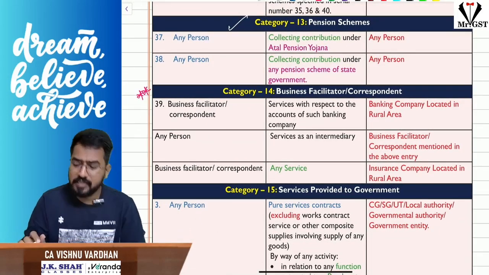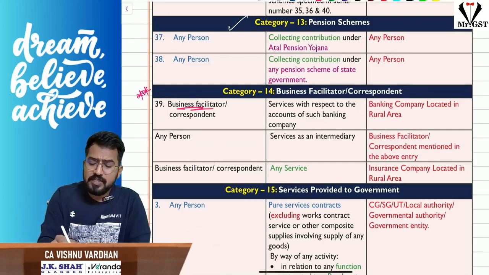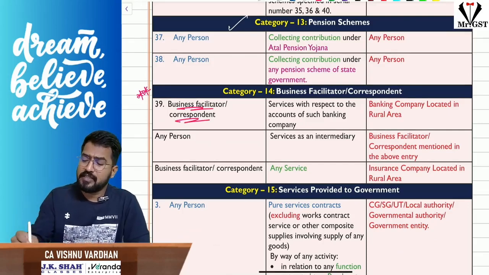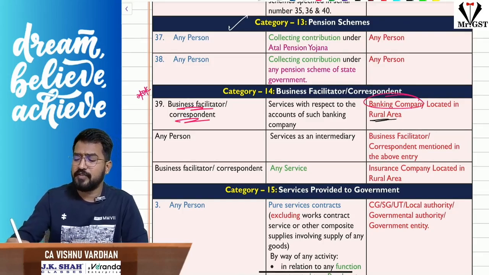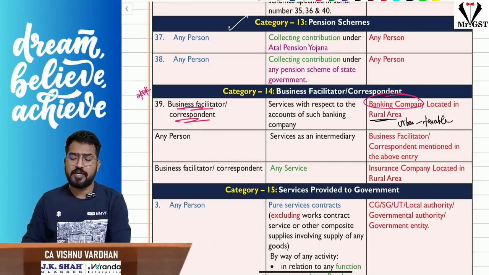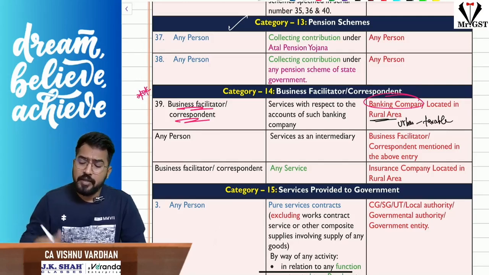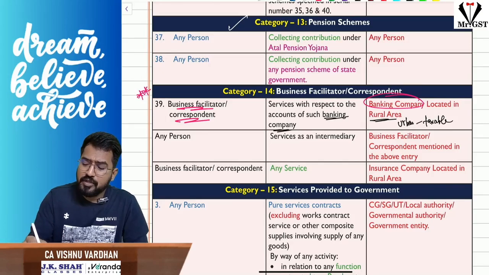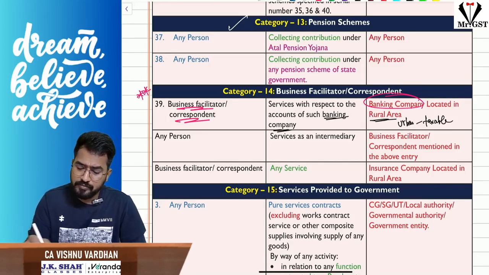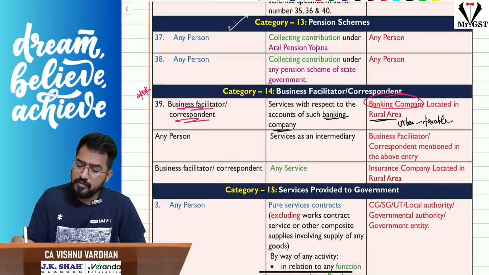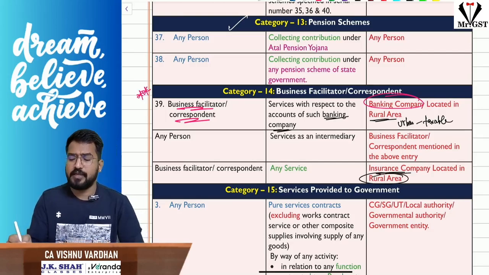We have seen this in RCM also. Sir, business facilitator, business correspondent providing their services to banking company in rural area. This is very, very important. If it is provided in urban area, it will become taxable. So please be careful. Business facilitator or business correspondent providing their services to banking companies or insurance companies in rural area is exempt under GST.